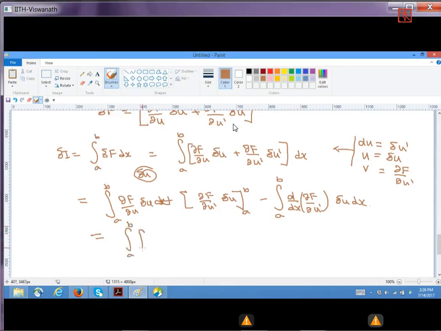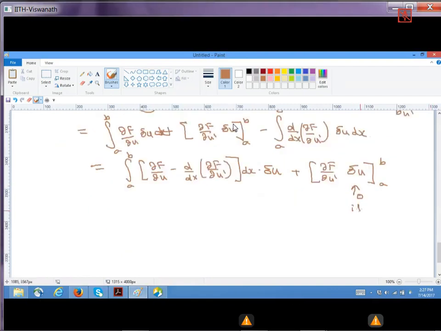And after simplification, I can show that it is the integral from a to b of dou f by dou u minus d by dx of dou f by dou u dash, integrated with respect to dx, with a variation delta u, plus some boundary terms defined as dou f by dou u dash delta u from a to b. Now, this delta u goes to zero if essential boundary conditions are specified.